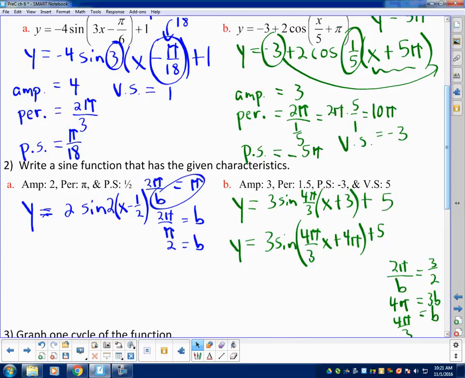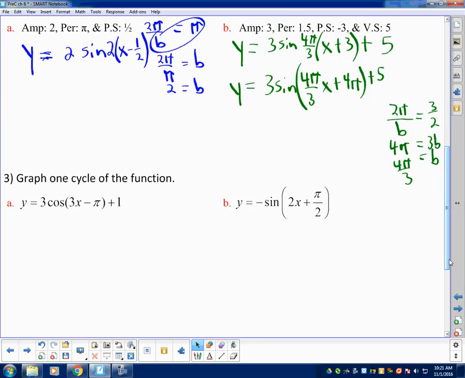All right, let's get into graphing a cycle of one of these functions that has all these different aspects: an amplitude other than 1, a period other than 2 pi, a phase shift, and a vertical shift. So let's try this next one here. All right, so we're going to go through our step process. Determine the amplitude, period, phase shift, and vertical shift. So all that quick, easy to do.